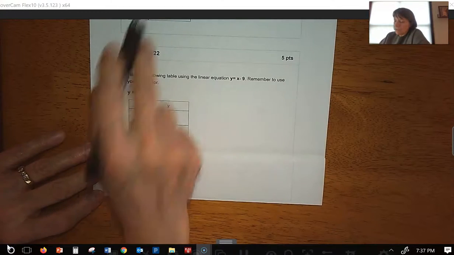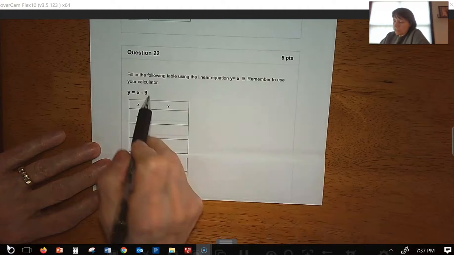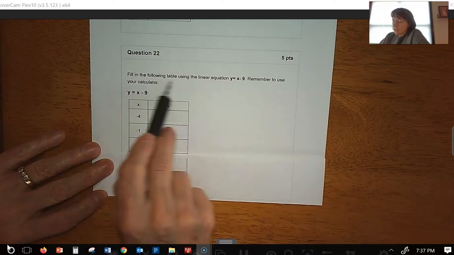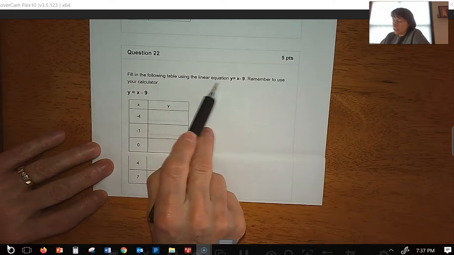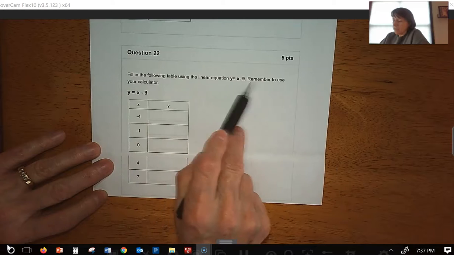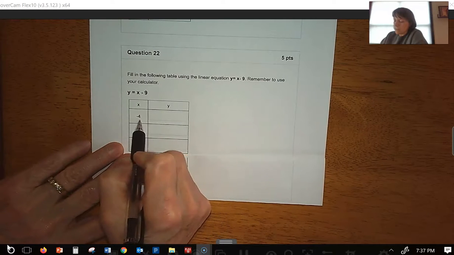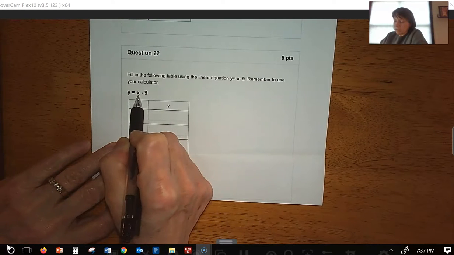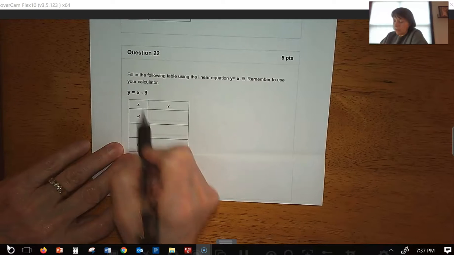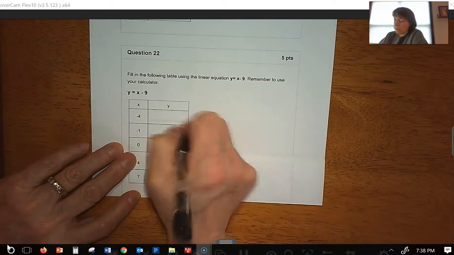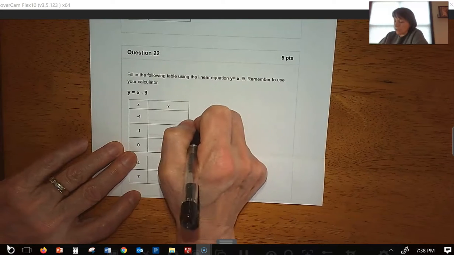Question 22 was very similar to question 21. It's just a different equation here. It says fill in the following table using the linear equation y equals x minus 9. Remember to use your calculator. So we're going to take each one of these x's, substitute this x variable with this value, and then figure out what our y would be, or what the answer to the problem is.